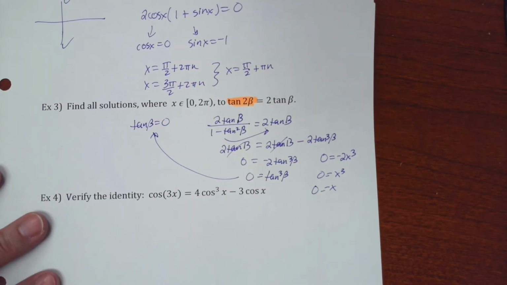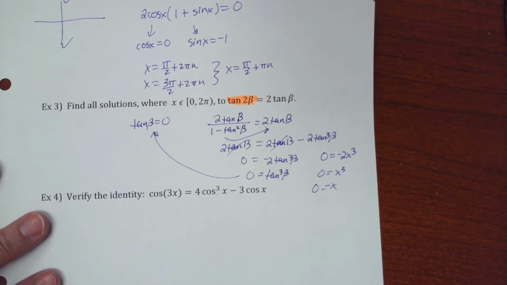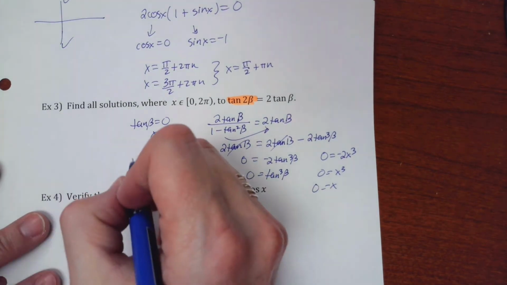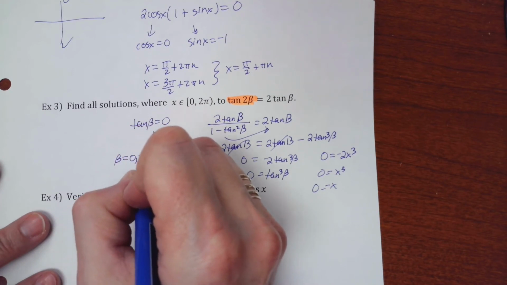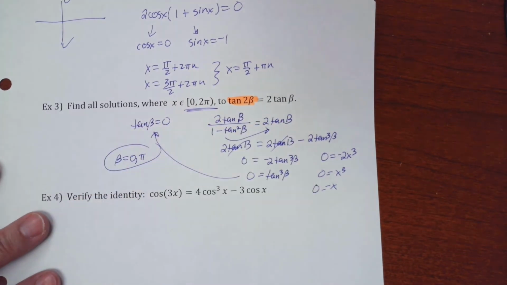And when does tangent equal 0? It equals 0 at 0 and pi. So my answer would be that b equals 0 and pi, because I'm just doing it in the first circle.